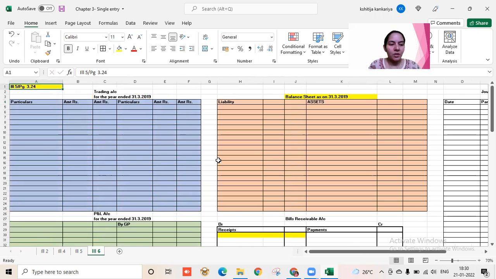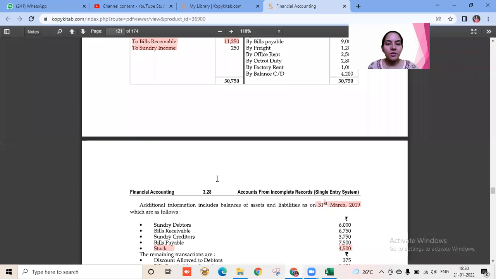This is illustration number 6 we are doing. Tell me the page number. Illustration number 6, page number 3.27 of the Nirali book. Okay. Chalo. So let's first look into the question now. What is all been given?